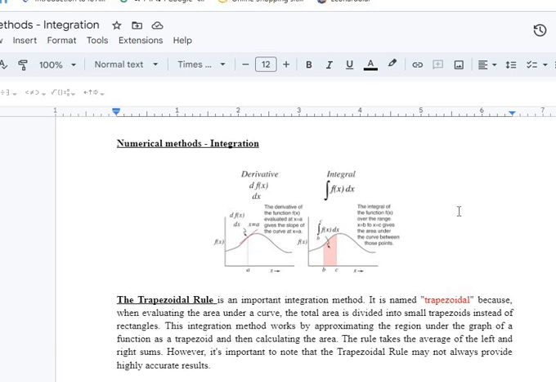Hello. Today we'll discuss integration. Integration by numerical methods. To start, let me discuss what the meaning of integration is.